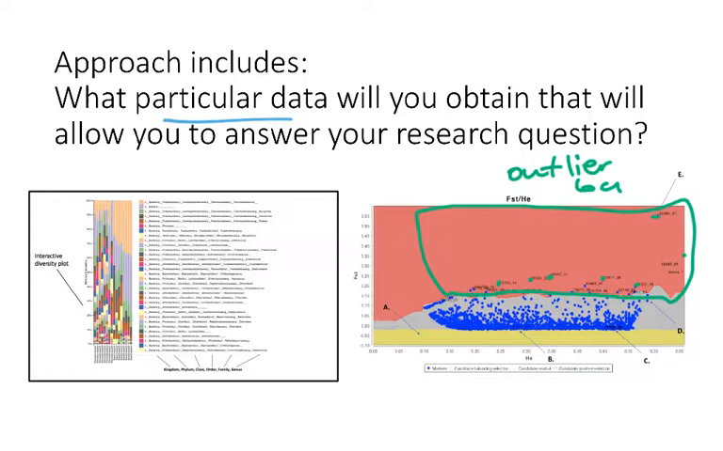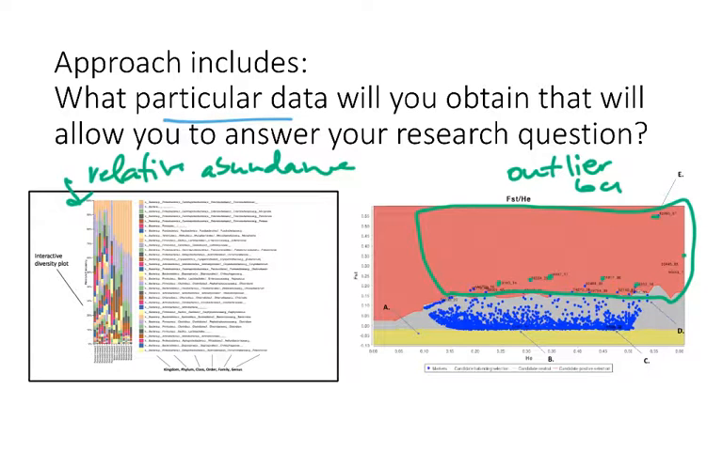So maybe the data you're getting is outlier loci, or maybe if you're doing something like a metabarcoding study where you're looking at taxonomic diversity of different bacteria, you might get a graph like this, where the information that you're getting is relative abundance or something like that.